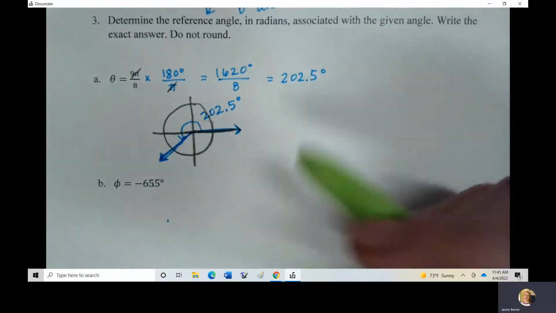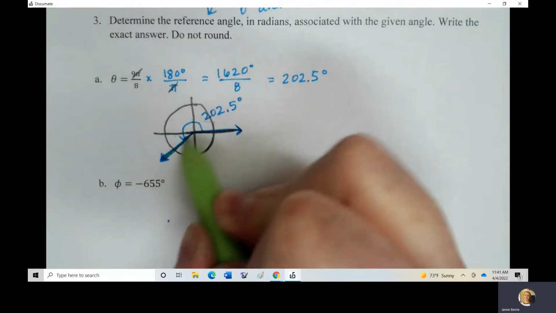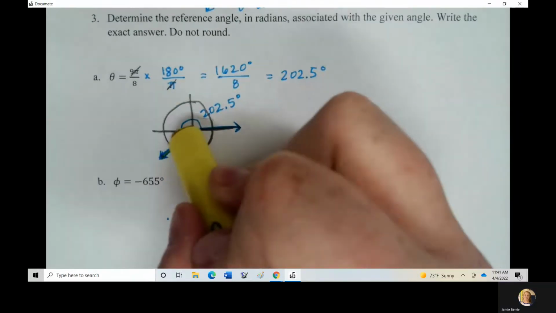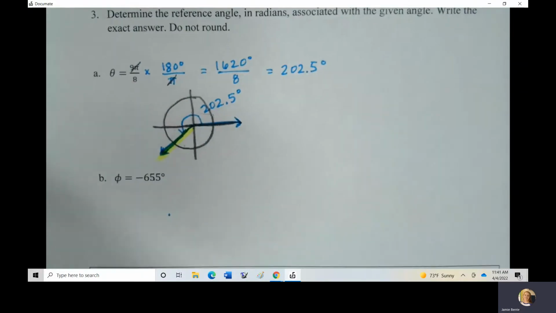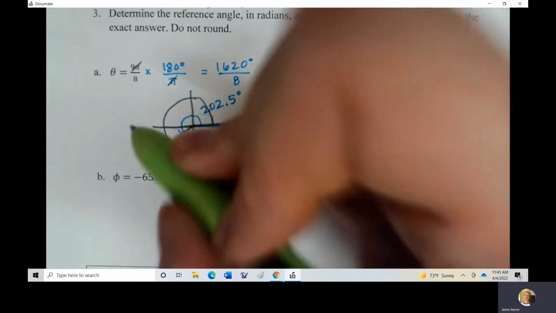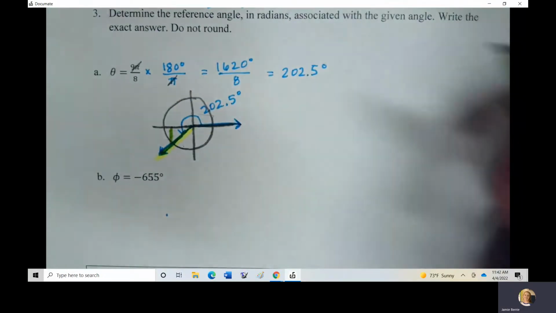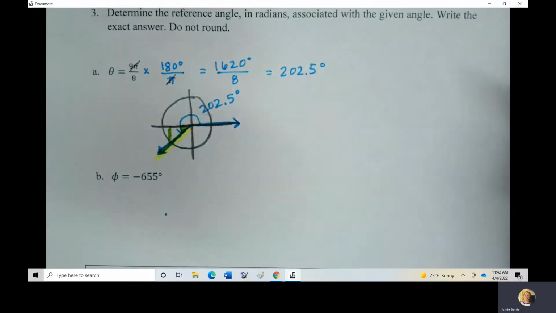So again, remember what I told you. You go to the terminal side of the angle, which is right here. I'm trying to find the highlighter so I can highlight that terminal side. All right, so go to the terminal side, draw a line straight up or down to the x-axis. In this case, it's straight up to the x-axis. And that tiny angle right there is the reference angle.